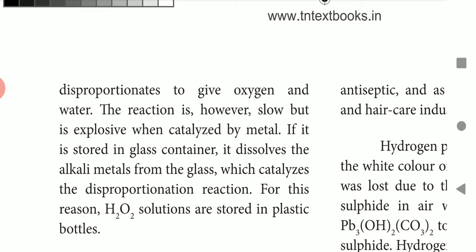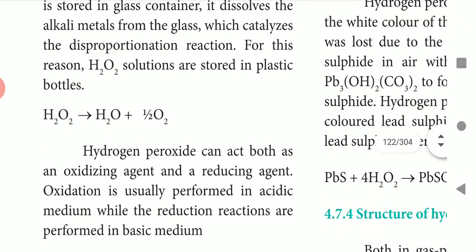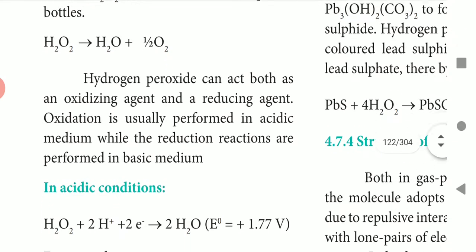So if it is stored in a glass container, what will it do? It will dissolve the alkali metals from the glass. So it is always stored in plastic bottles only. Hydrogen peroxide decomposes to give water and oxygen. Hydrogen peroxide can act both as an oxidizing and a reducing agent. Oxidation is usually performed in acidic medium, while the reduction reactions are performed in basic medium.